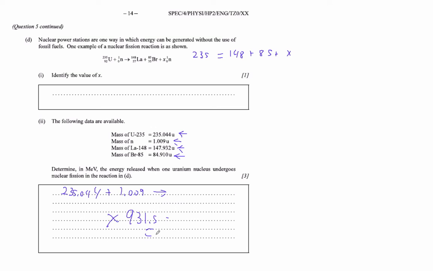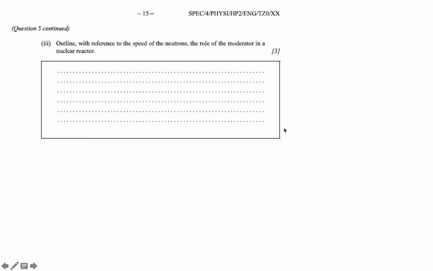And then let's take a look at the next thing. So then it says, outline with reference to the speed of the neutrons, the role of a moderator in a nuclear reactor. Well, as the name implies, it moderates the speed. So basically the neutrons that are emitted in that reaction are fired off with sufficient kinetic energy that they don't interact strongly with the nucleus. They'll pass right through other nuclei and won't cause nuclear fission.